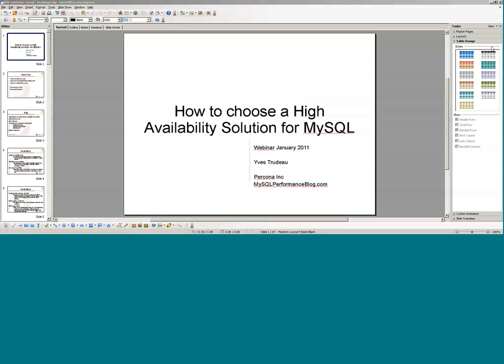There are no issues with the InnoDB plugin and HA. It works perfectly well. XtraDB, of course, is based on the InnoDB plugin. It works well also.